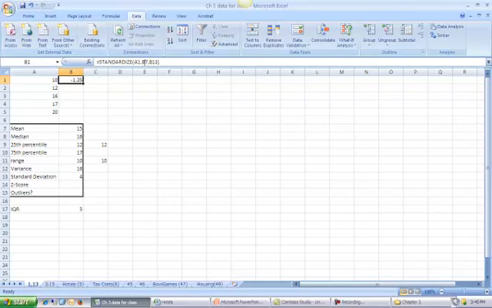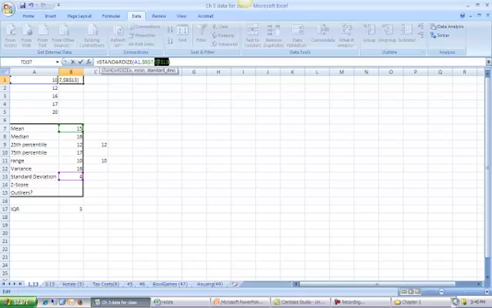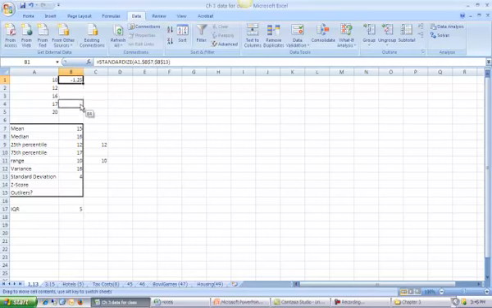Now, I want to be able to just drag these down. So I'm going to F4 my mean because that's going to be constant, and I'm going to F4 my standard deviation because that's going to be constant. And then I can just drag down these values, and it's going to do that calculation for me.